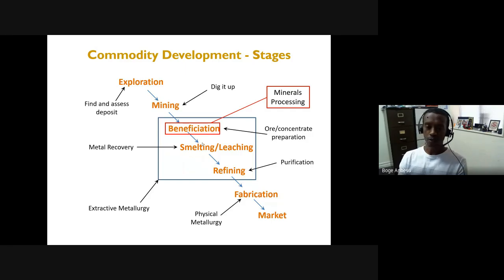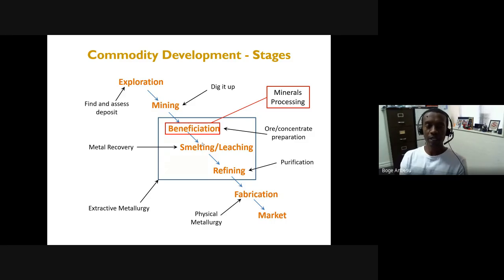And as I said, once you produce a concentrate from here, you do smelting or leaching, and that follows into producing a high-grade material. So that's the general trend. At least what I want you to do is just understand this process. Because when you say mineral processing, sometimes people think it starts from mining, even including mining, and all the way to refining and fabrication.